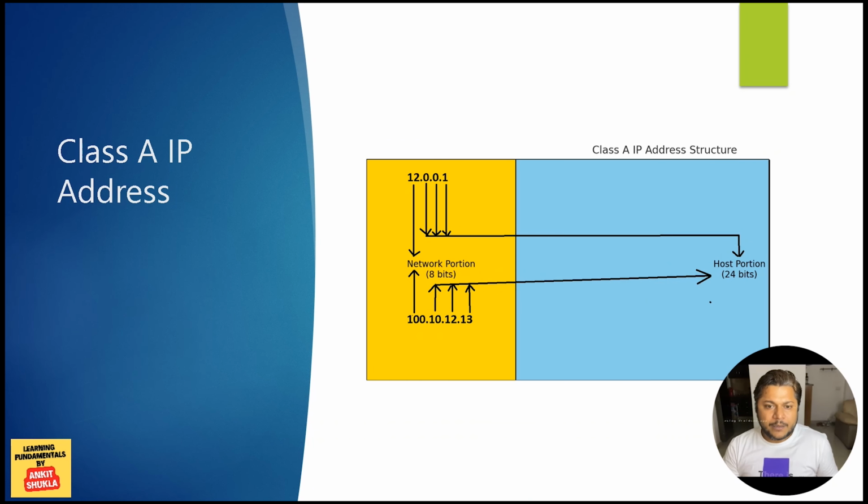As you can see in this example, we have 2 IP addresses, 12.0.0.1 and 100.10.12.3. The first octet in both of them, let's say for the first one, it is 12. It represents the network portion, and the remaining 3 octets, like 0.0.1, represent the host portion. Similarly, for the other IP address in this example, 100.10.12.3, 100 represents the network portion, and the remaining 3 octets, that is 10.12.3, represent the host portion.